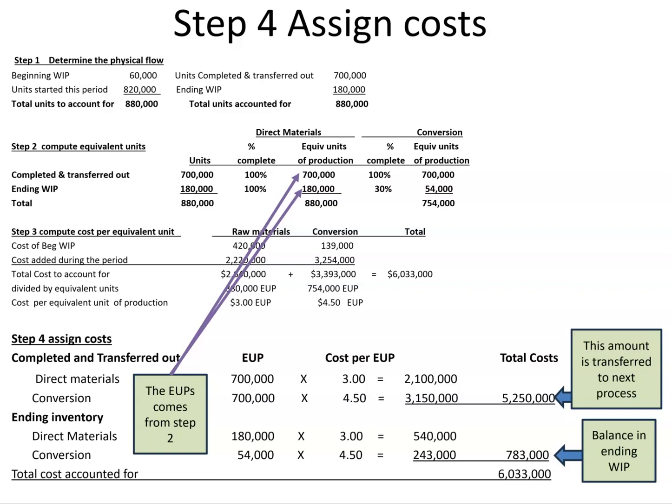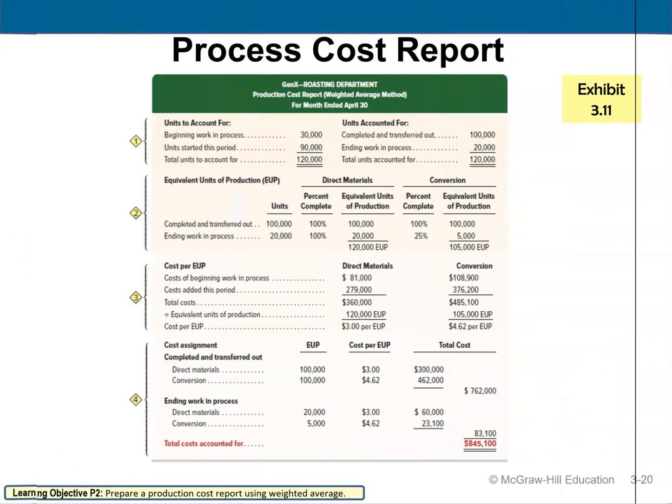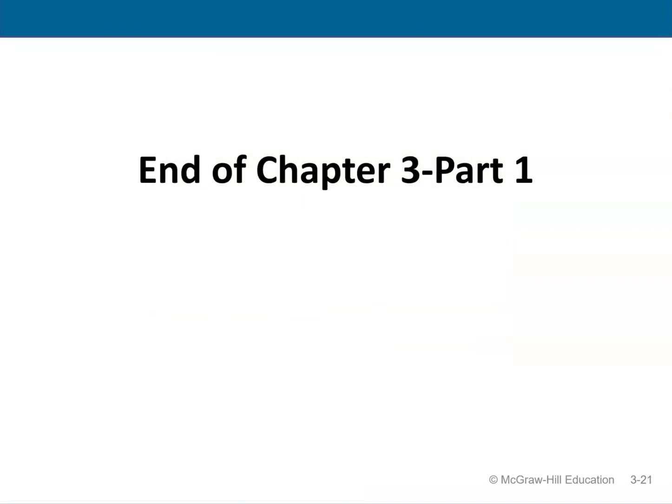And if you notice, our total is $6,033,000. Make sure you always check that. Now again, this is what the report looks like, and you can see that in your textbook. And that concludes part 1 for chapter 3. And there's one other part which shows you how to do the journal entries and how to apply overhead.